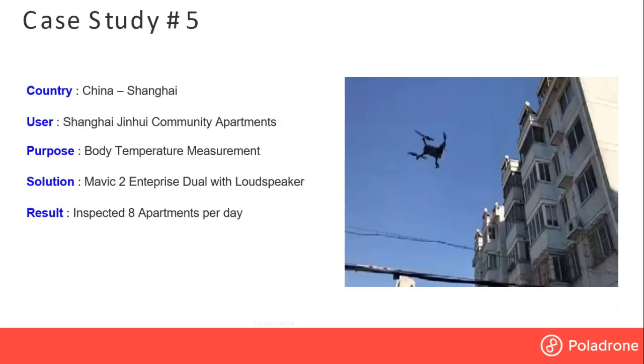And then the fifth one is a case study in China. They used the Matrice 200 Enterprise Dual series with a loudspeaker and thermal imaging for body temperature measurement. They used it to measure residents suspected of having COVID-19, and they were able to inspect 8 apartments per day by using the drone.